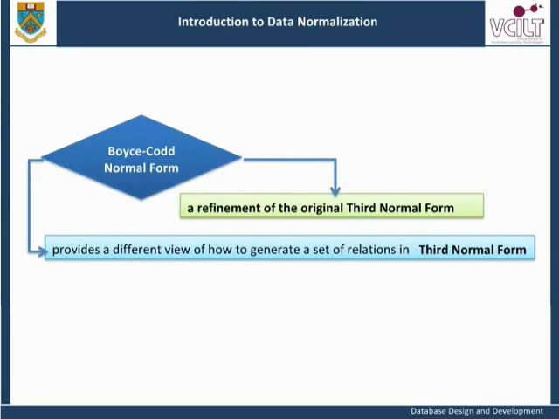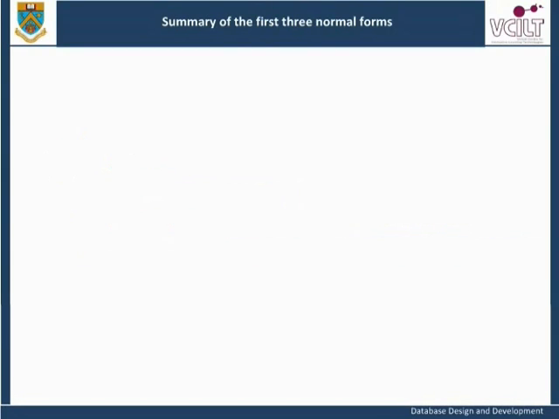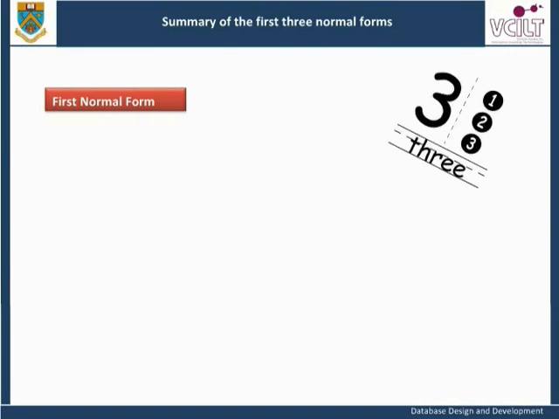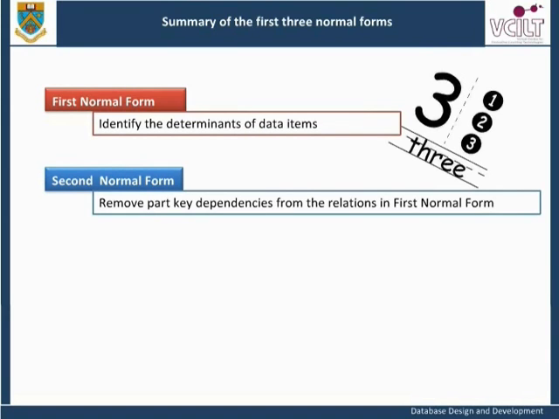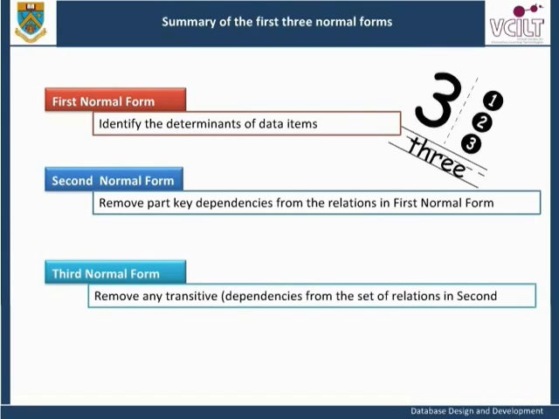The unit then covers a number of important issues to be considered when decomposing relations during the process of normalization. The following is a brief summary of the first three normal forms. 1NF: Identify the determinants of data items, and through the removal of any repeating groups arrange the data items into an initial first normal form relation. 2NF: Remove part key dependencies from the relations in first normal form, that is, for non-key attributes. 3NF: Remove any transitive, indirect dependencies from the set of relations in second normal form.